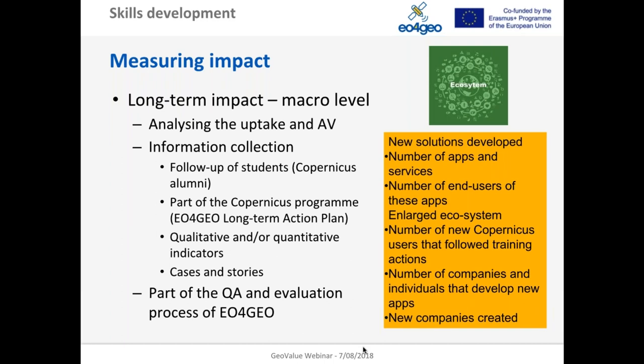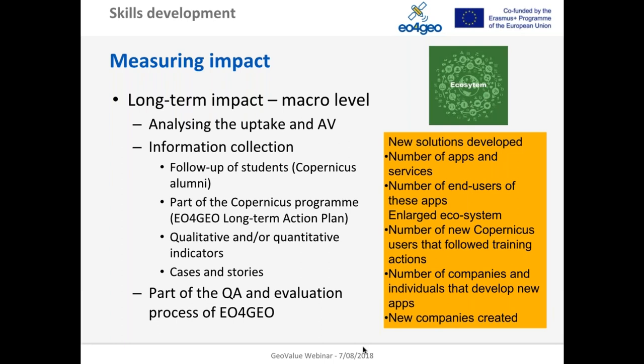As a second element of measuring impact, there is the macro level at the EO4GEO project level. What might that be? Well, we want to analyze whether, with improved skills, the uptake and the added value development is really improving, is really better. Information that we collect there will be through the follow-up of students, what we call Copernicus alumni. It will also be embedded in the Copernicus program, because EO4GEO will develop a long-term action plan, and it will be embedded in the general Copernicus program. We will do it through different indicators and also through the collection of cases and user stories. We have currently integrated that as part of the quality assurance and evaluation process of EO4GEO.